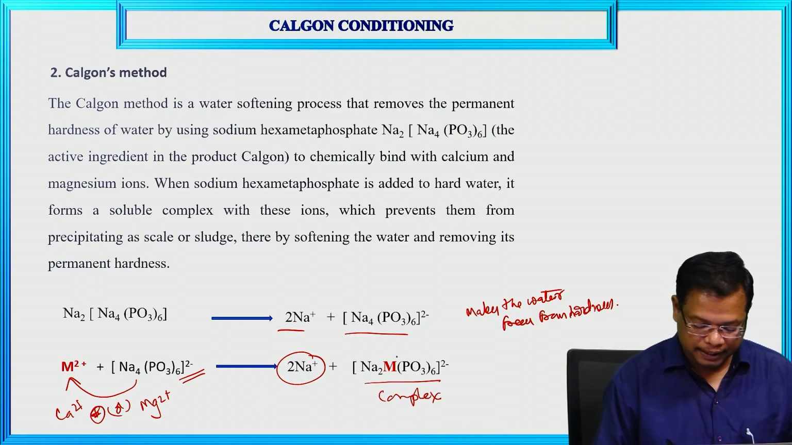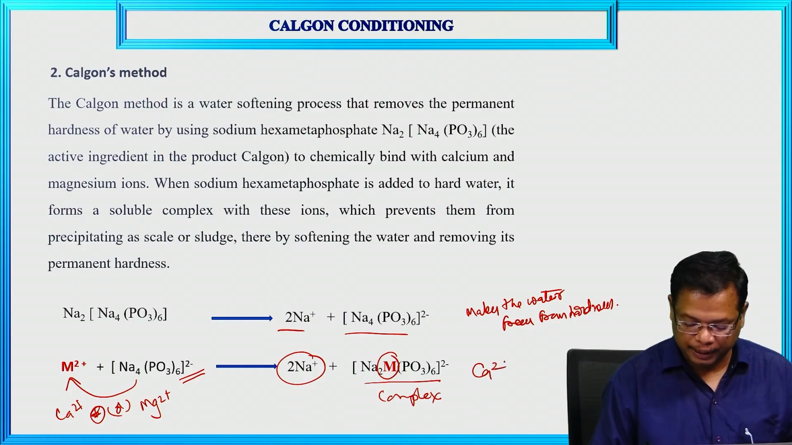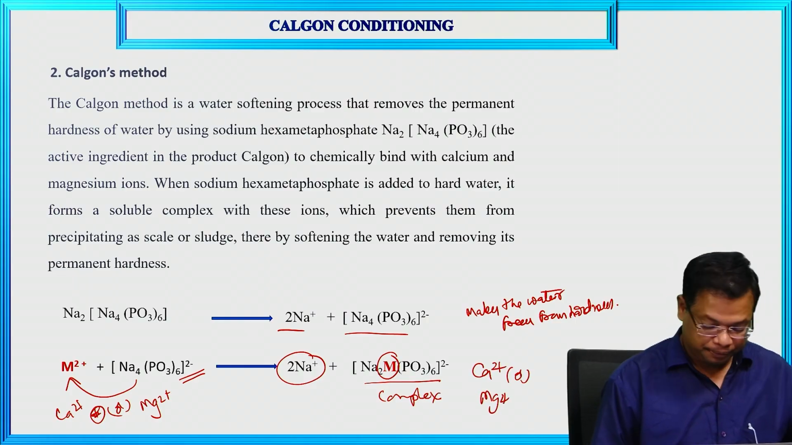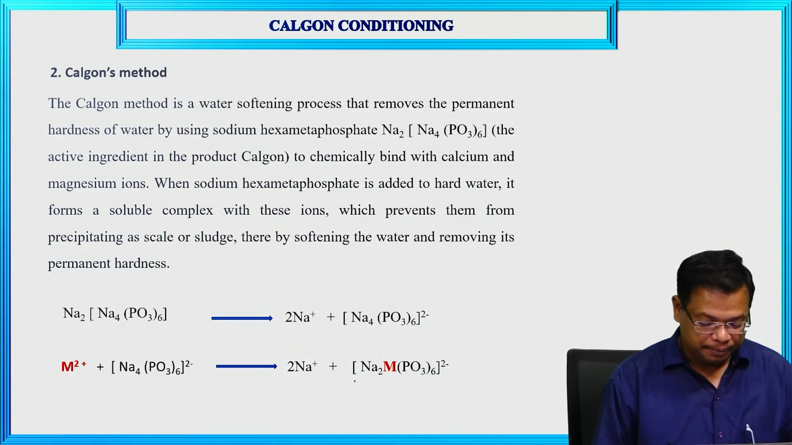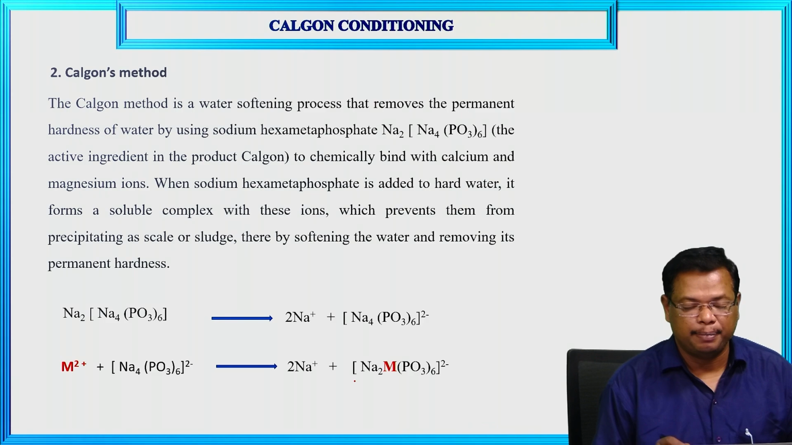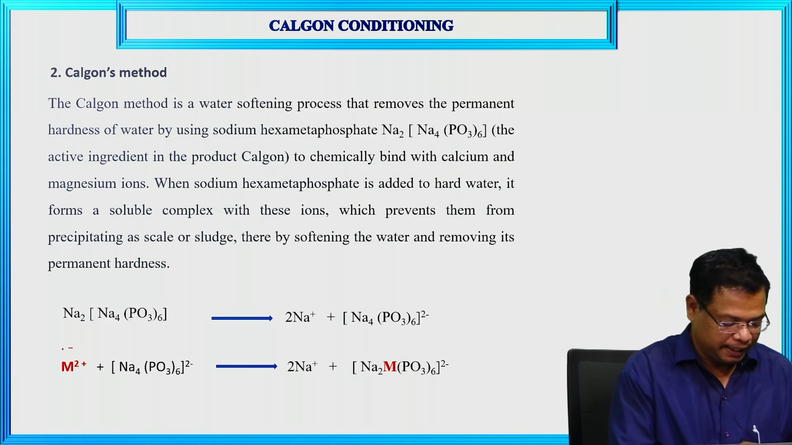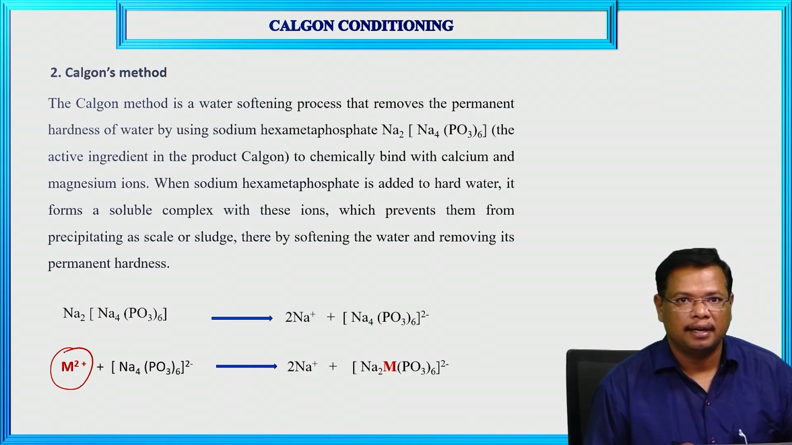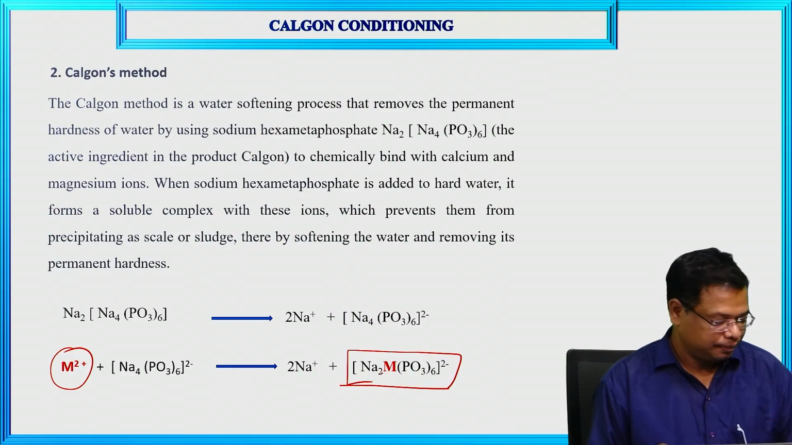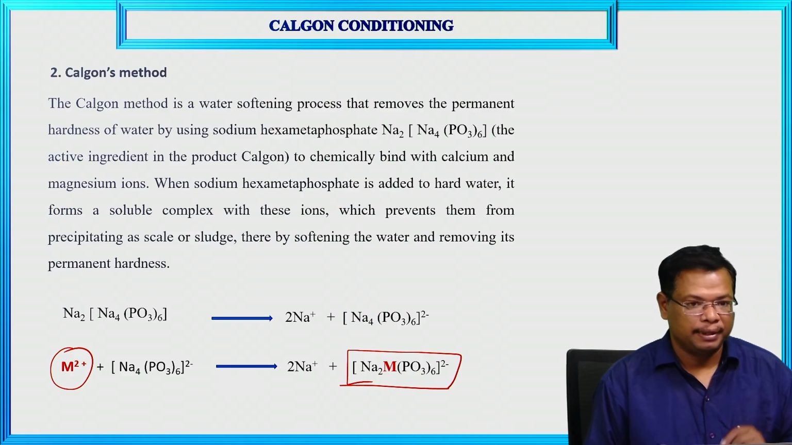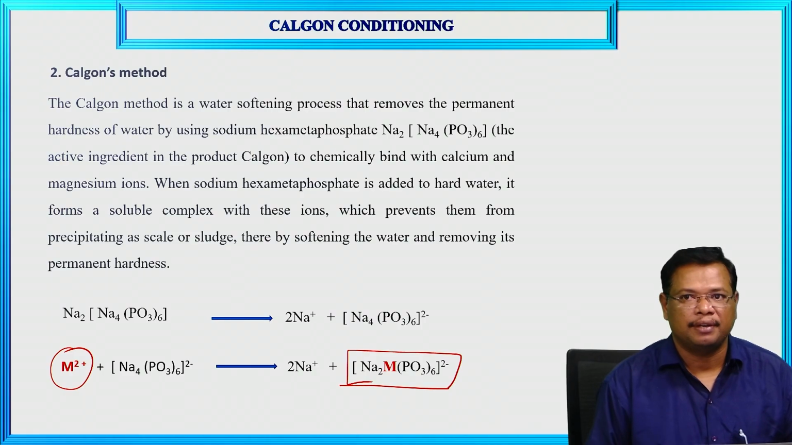This is the metal ion, Ca2 plus or Mg2 plus. Likewise, each time it loses its two Na plus ions and it makes the water free from the hardness causing salts by making a complex anion. This is how the Calgon method is utilized to soften the water.